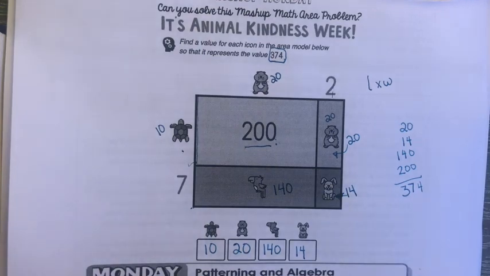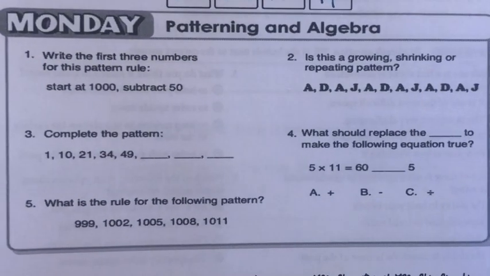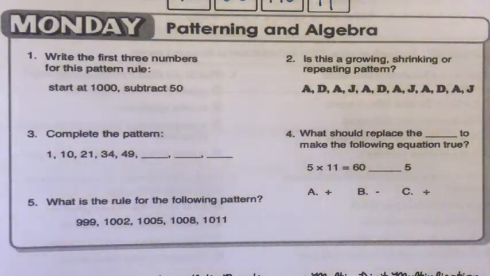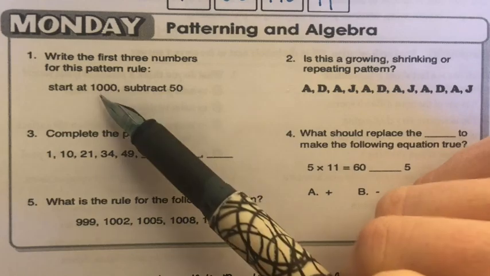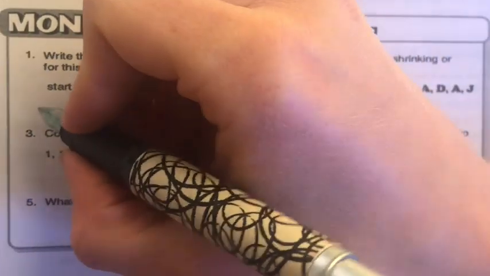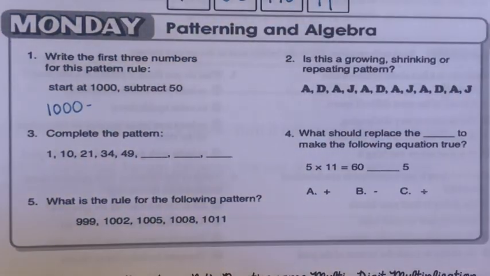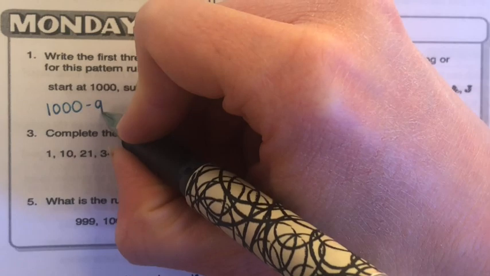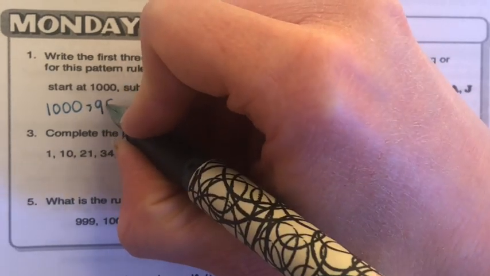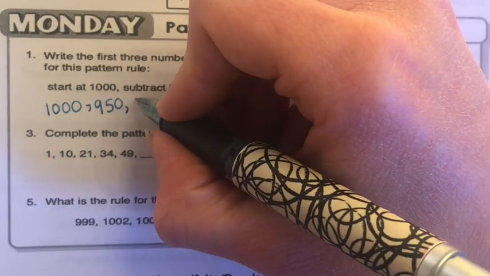Now we're going to move on to our daily math. So it's daily math time next, and I will zoom in to do that. All right, so it says write the first 3 numbers for this pattern rule. Start at 1,000 and subtract 50. So I start at 1,000. 1,000 subtract 50 is 950. Oh, I guess I could do a comma, 950. And then subtract 50 more is 900.